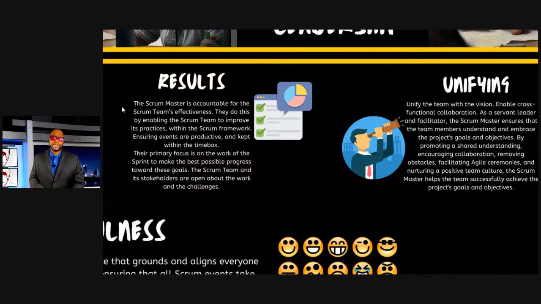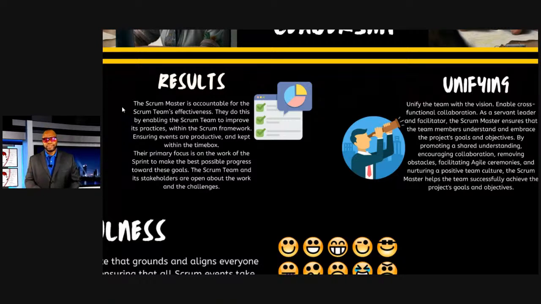It says the Scrum Master is accountable for the Scrum team's effectiveness. They do this by enabling the Scrum team to improve its practices within the Scrum framework, ensuring events are productive and kept within the time box. This is one of the more directive roles of a Scrum Master.